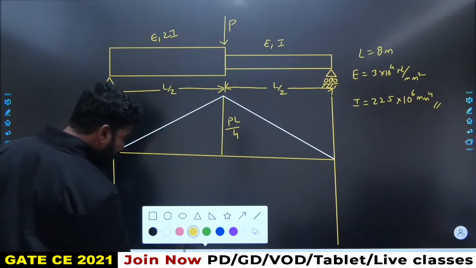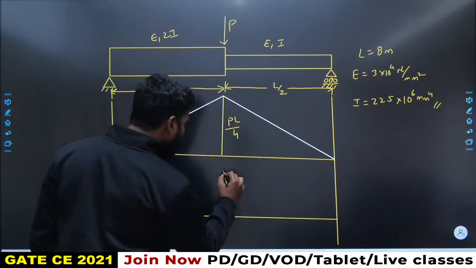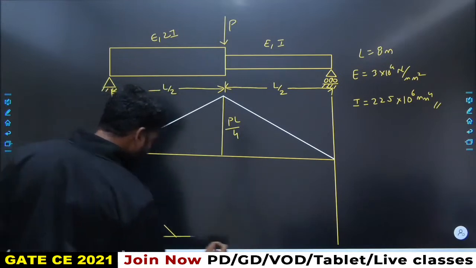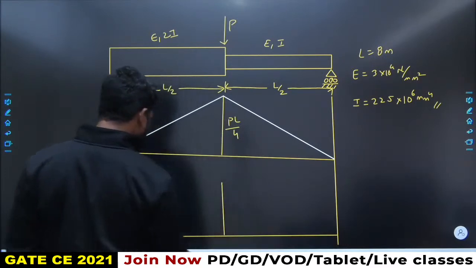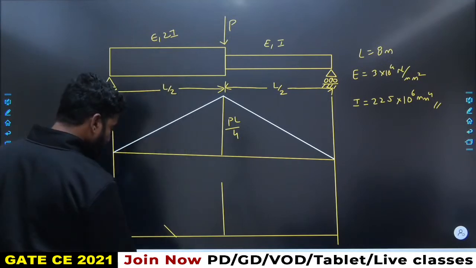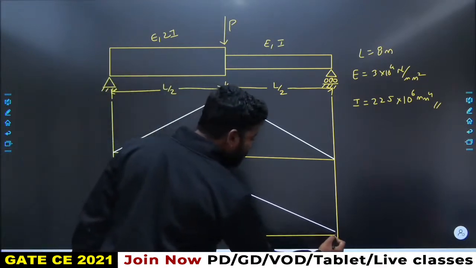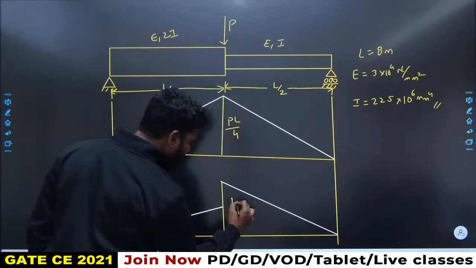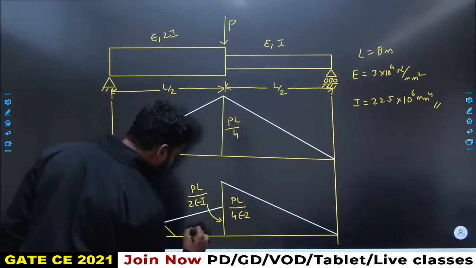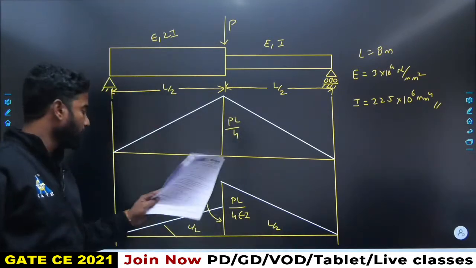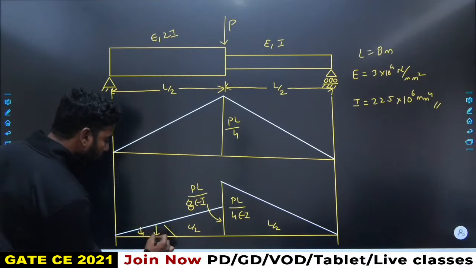Now if I try to draw the M by EI diagram, this is 2I, right? So this value will be reduced and this value will be the same like this. That means this is PL by 8 EI and this one is PL upon 2 EI. This is L by 2, this one is also L by 2. So try to convert this into the conjugate beam.